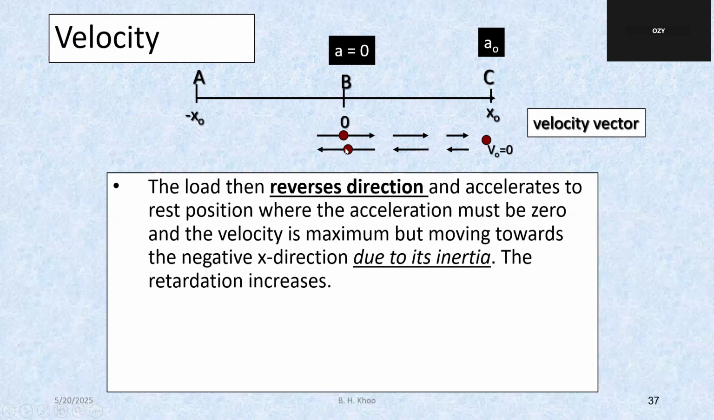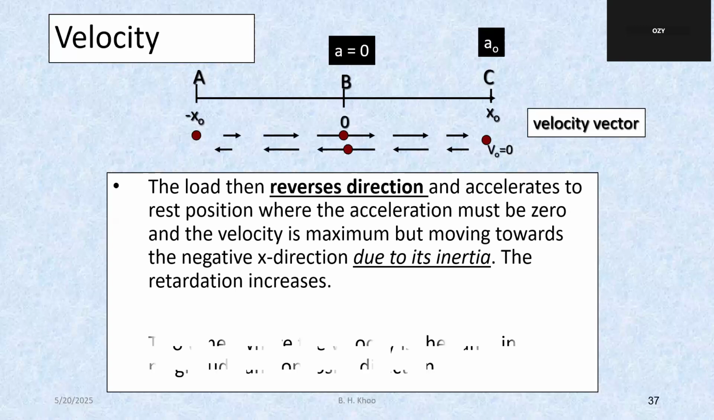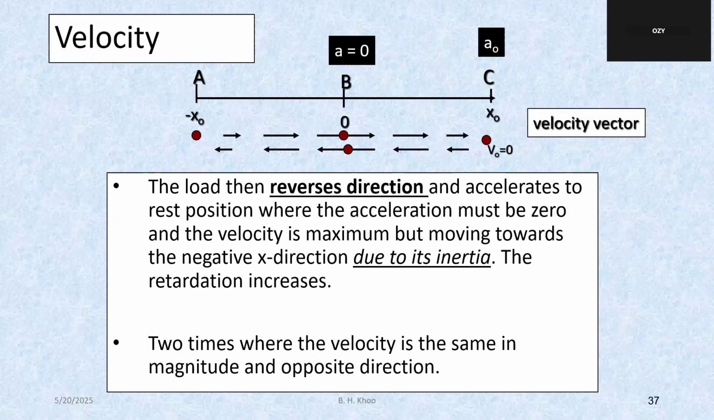Right? Because it has inertia at this time, it will move to the left, right? And then the velocity is zero at this point. Then we move backwards again, right? So two times, the speed is the same here, right? Particle position, but their velocity is in a different direction, right? One is moving to the right, one is moving to the left.